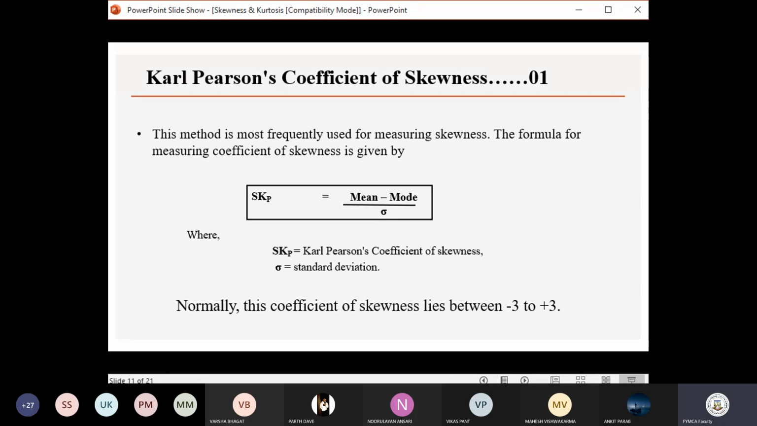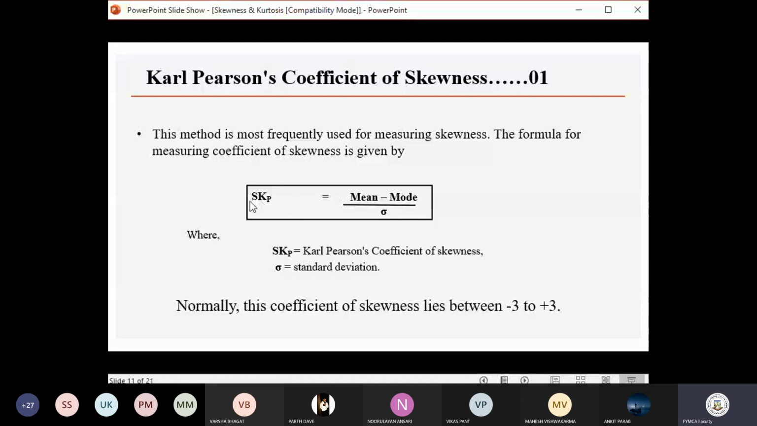Now what is the range of values? This Karl Pearson coefficient ranges between -3 and 3. Because of this range of -3 to 3, it is going to provide some type of measure or some type of behavior.